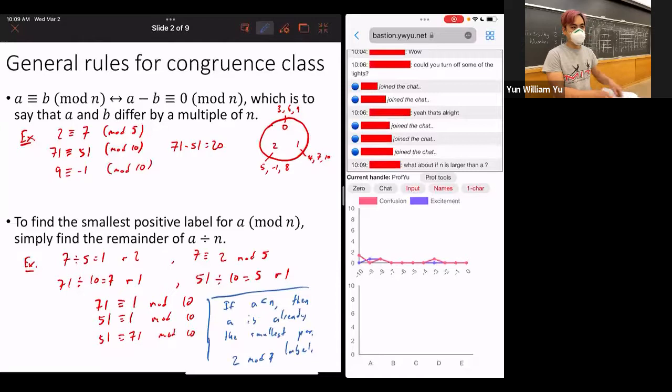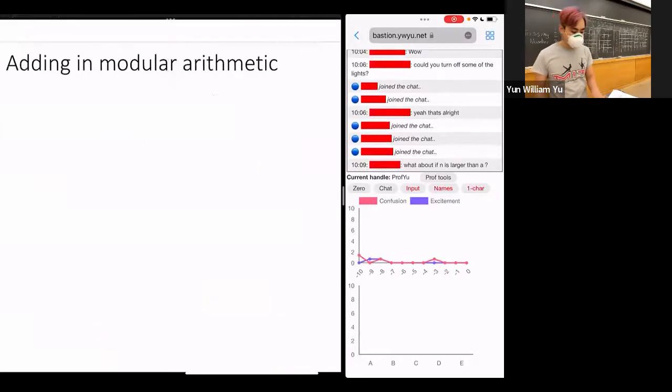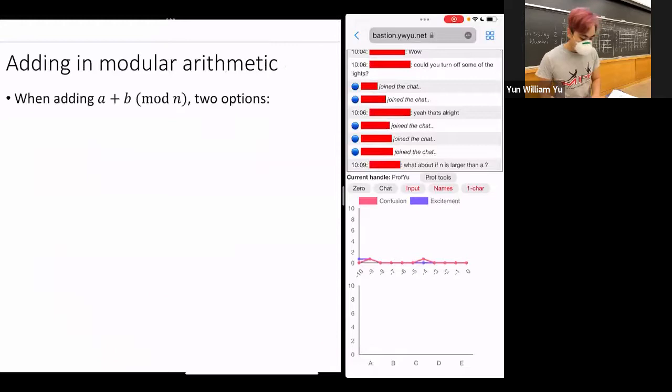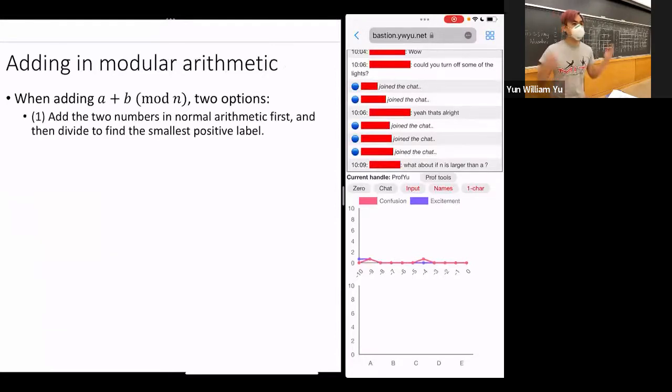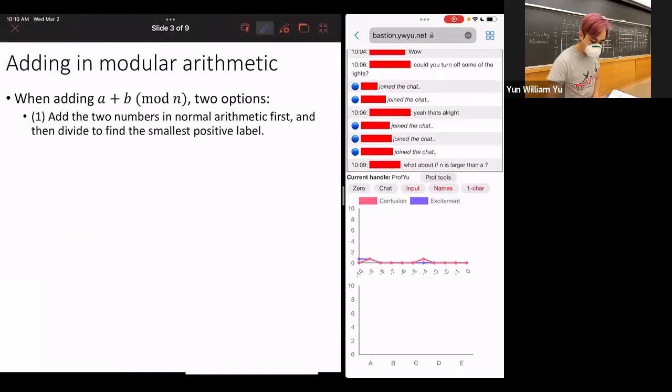Okay. So that's the basics. You guys should hopefully be familiar with that by now. But now, of course, instead of just doing single numbers, we want to keep on going and do addition, multiplication, and eventually powers. Let's remind ourselves about addition. So when you're taking a plus b mod n, you have 2 options. The first one, which you guys should hopefully already be familiar with, is you just add the 2 numbers in normal arithmetic and then divide to find the smallest positive label. So this is a fairly straightforward way of doing it.